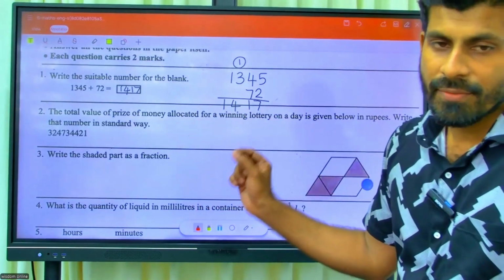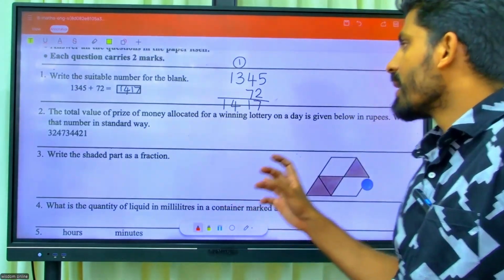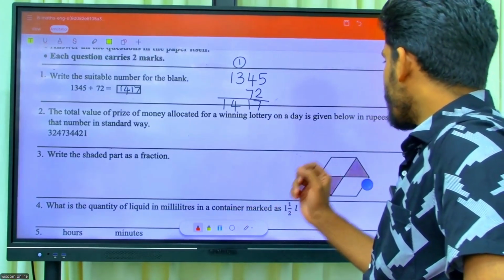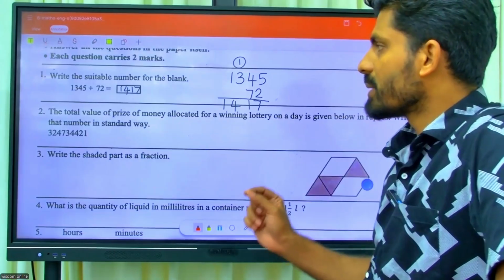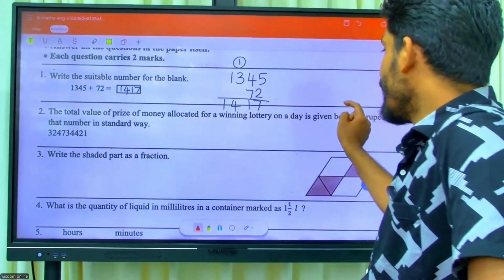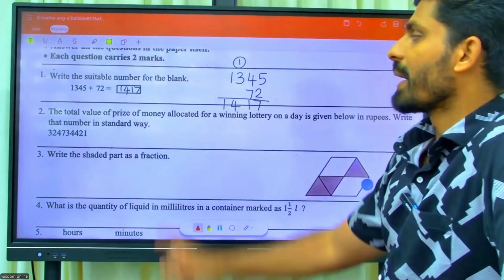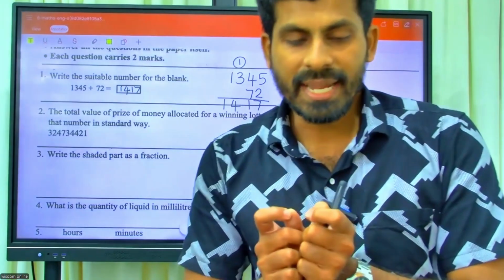The total value of prize money allocated for a winning lottery on a day is given below in rupees. Write that number in standard way.